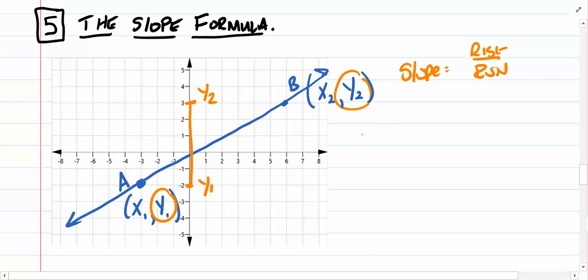So the slope formula, if I start with rise over run, it's equal to y2 minus y1. That's where that comes from. So this distance here is y2 minus y1.